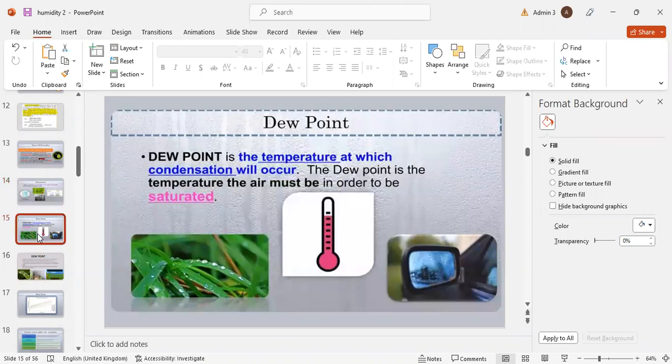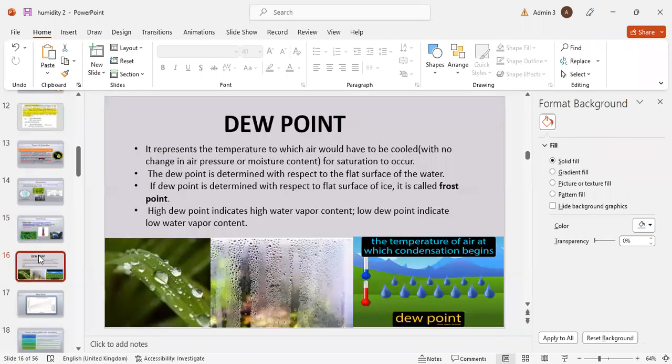Dew point. Dew point is the temperature at which condensation will occur. The dew point is the temperature the air must reach in order to be saturated. It represents the temperature to which air would have to be cooled, with no change in pressure and moisture content, for saturation to occur. The dew point is determined with respect to the flat surface of water. If the dew point is determined with respect to a flat surface of ice, it is called the frost point.